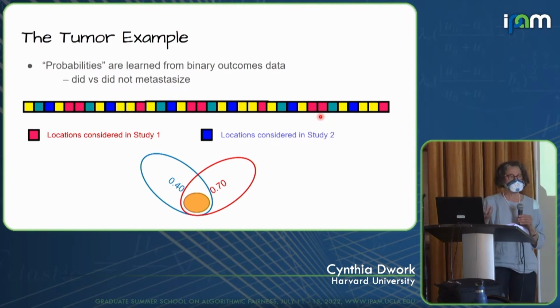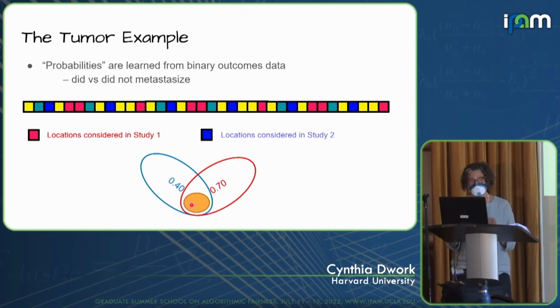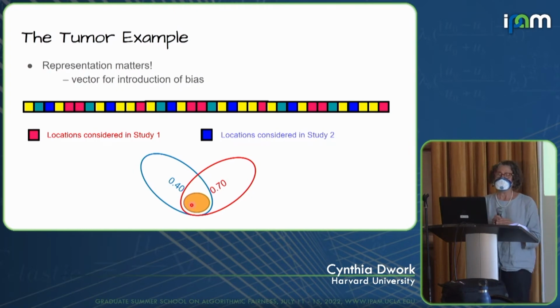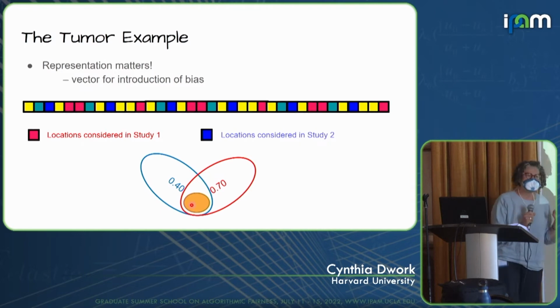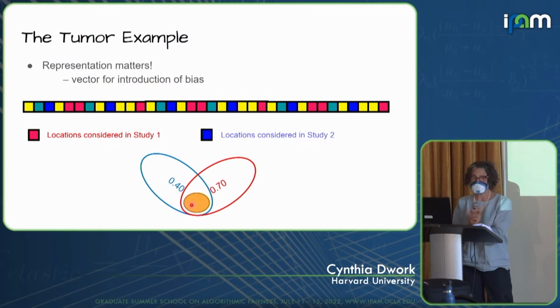So of course we don't know what is the truth for the tumor. Is it worse because it's in this intersection set? Is it better than 70? And is it an average? We don't know. The point that I want to drive home with this example is that the representation of our data to our algorithms matters a lot.